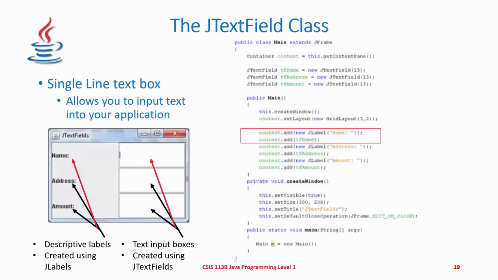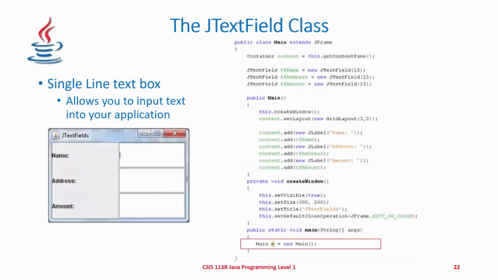Now we're adding the JLabel to the content and the JTextField for each of those rows. So we've got the name label, we've got the text field TF name, that's in the first row. In the second row we're adding the address label and then the address text field, and then finally the amount label and the amount text field. Then we just go down into the main method and make an instance of our class, so that'll get our code started once we run our program.